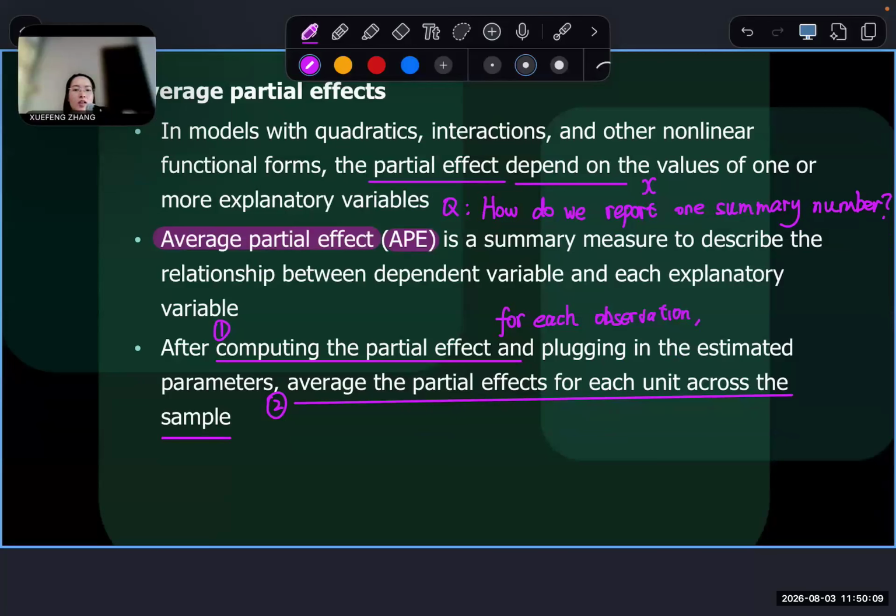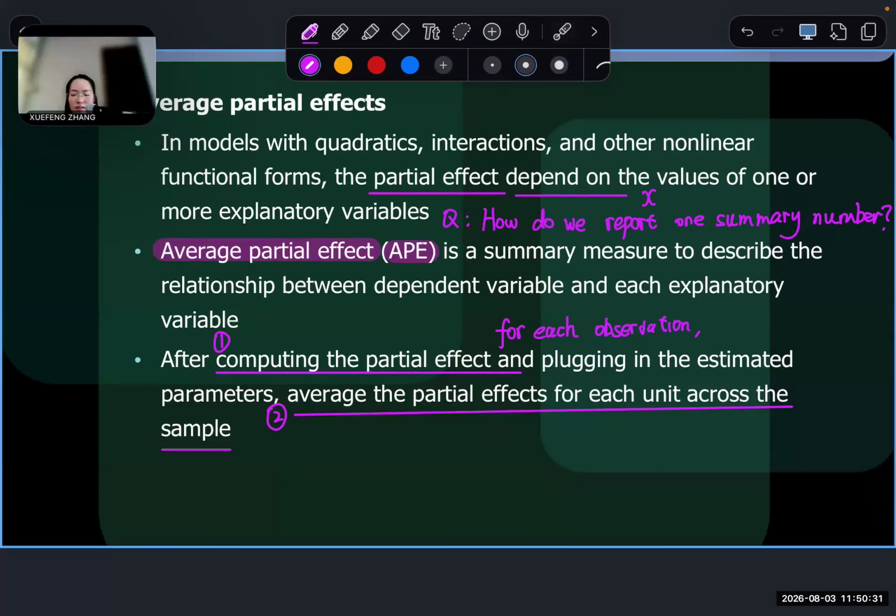This single average number is the APE, which is a convenient summary of the typical effect across the whole sample, even when the true effect varies from person to person. It doesn't matter, right? The true effect always varies from person to person, but the average partial effect is the single number, okay? It's the single average number.